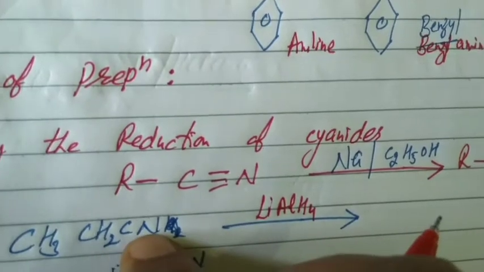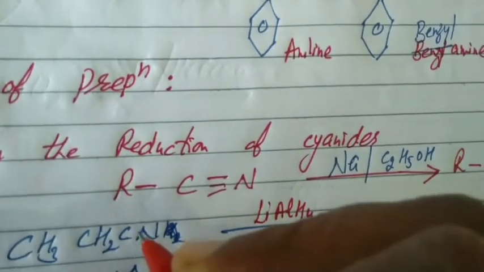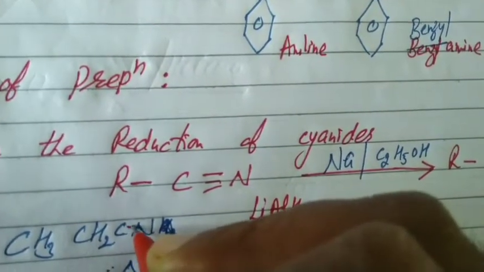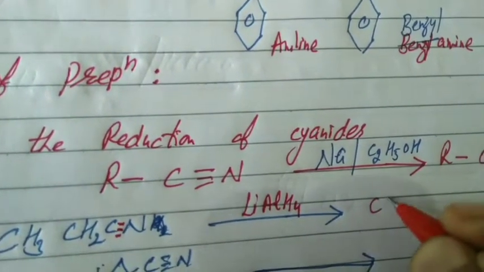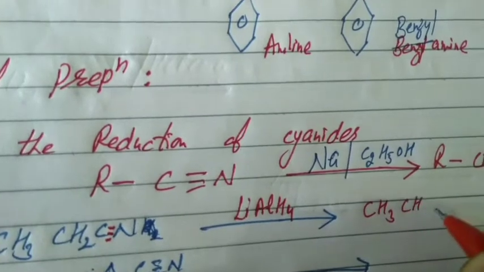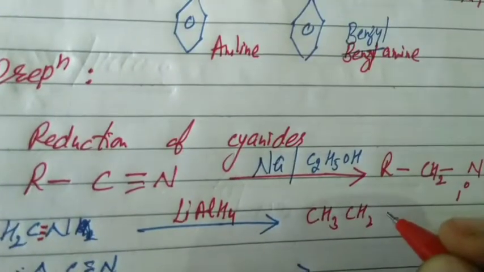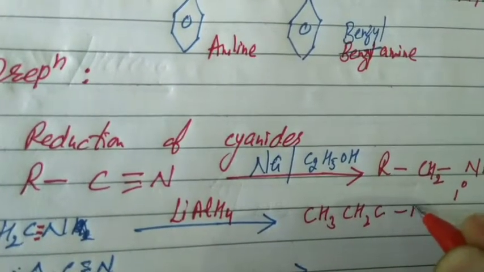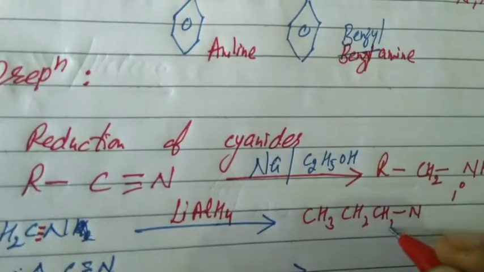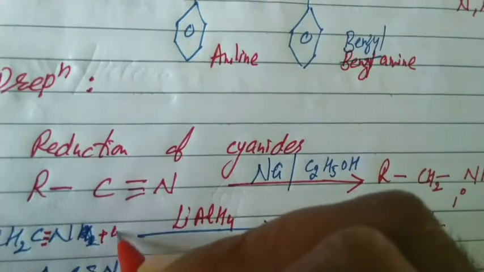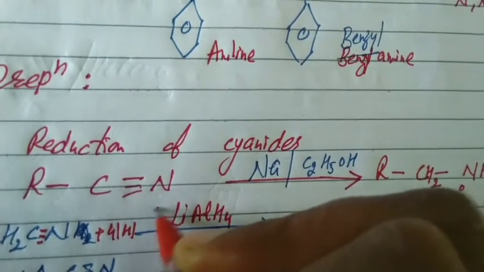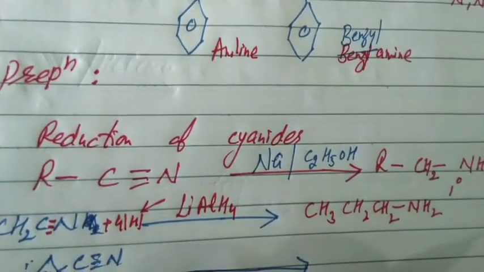CH3CH2CN. Whenever CN is given, it is clear there is a triple bond, students. In cyanide there is always a triple bond. Again the same, the triple bond is reduced to single. Two hydrogen atoms go to the carbon and two to the nitrogen. It will supply nascent hydrogen because it is a reducing agent. Again we get 1 degree amines.